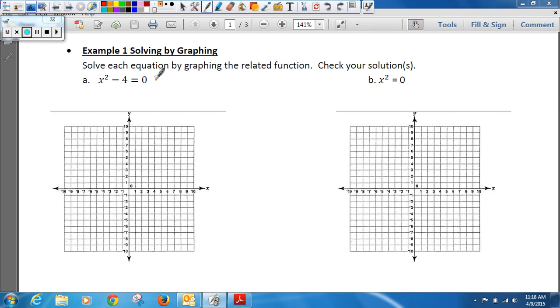So on this first one, I have x squared minus 4 equals 0. The important thing here is before you can start to solve it, it always has to be equal to 0. Since we are trying to find the x-intercepts, y there would always be equal to 0, so that's why we put in 0 there.